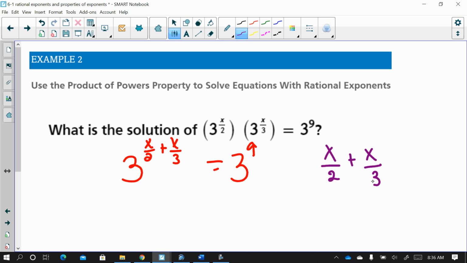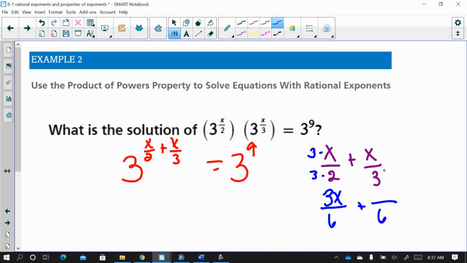Well, we need a common denominator. So what's my common denominator between 2 and 3? Well, that common denominator is 6. So how do I get from 2 to 6? I multiply by 3. If you do it to the bottom, you have to do it to the top. So that becomes 3x over 6.